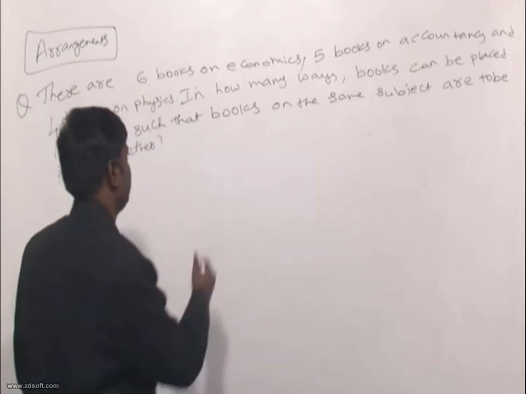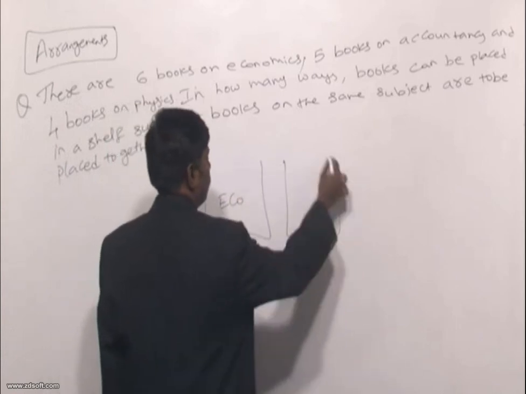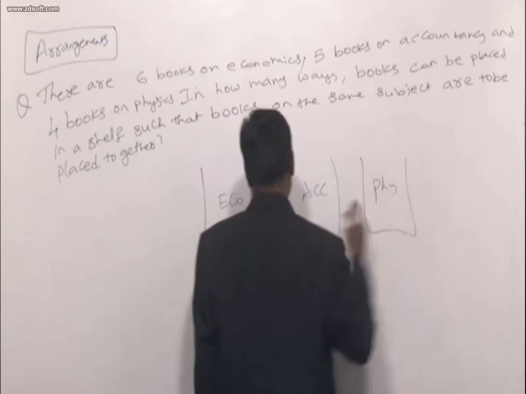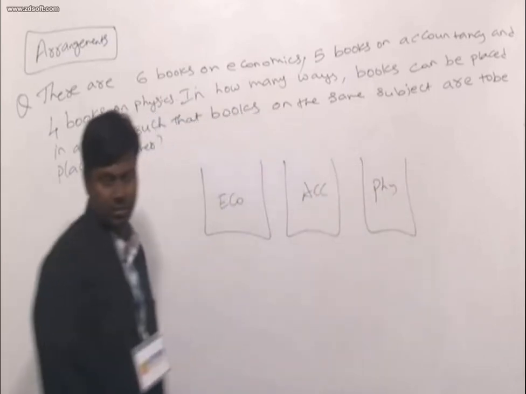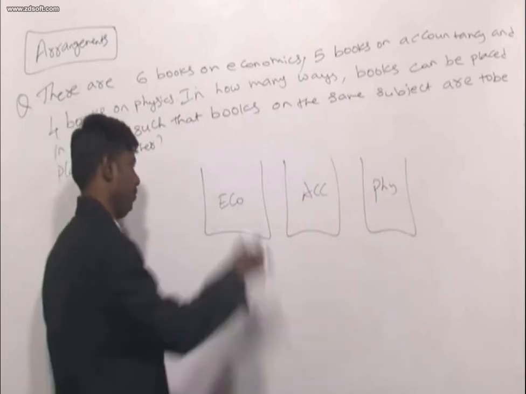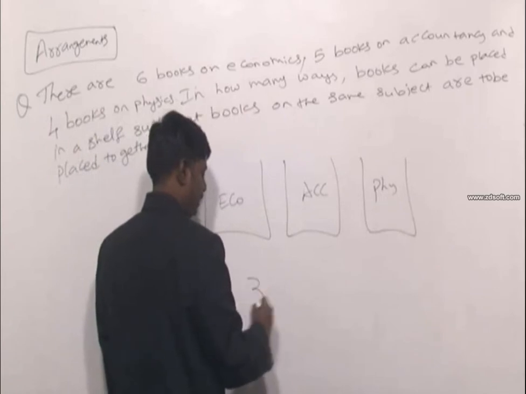Let us say you consider books on economics, books on accountancy, books on physics. Let us consider these three as bags, right? Wherein you keep economics books here, accountancy books here, physics books here. So these three bags can be shuffled in how many ways?